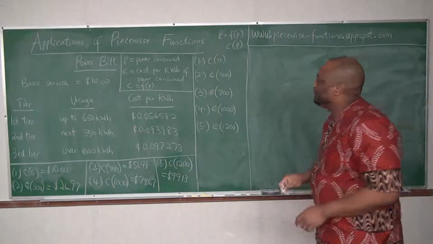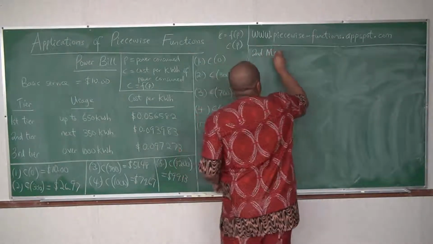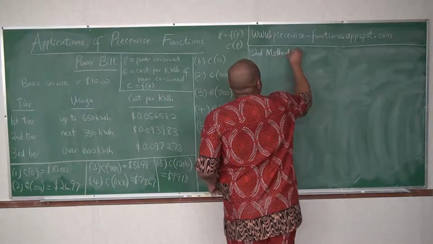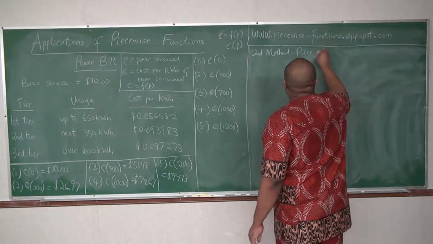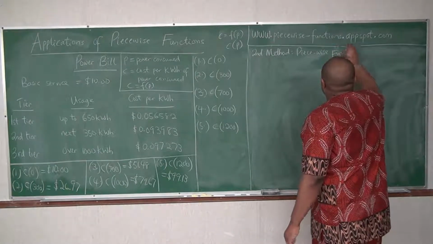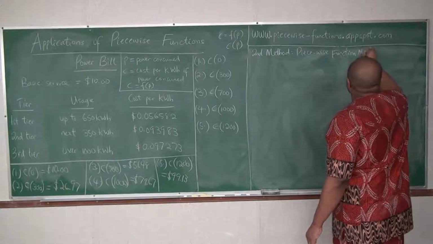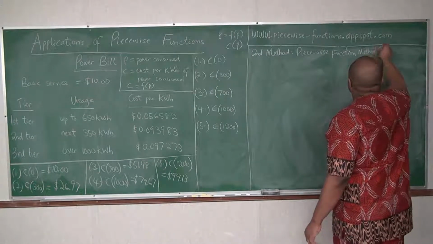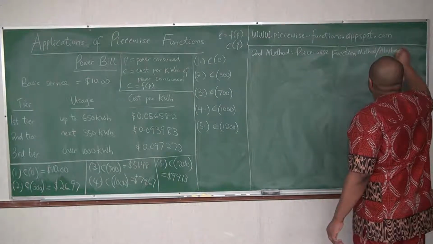Alright, so the second method is the piecewise function method, which is your algebraic method.